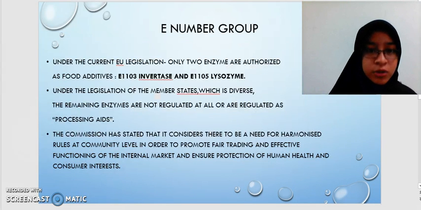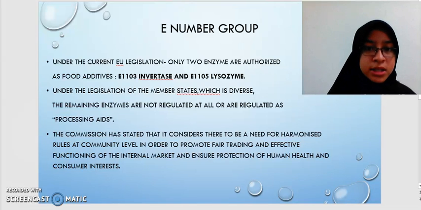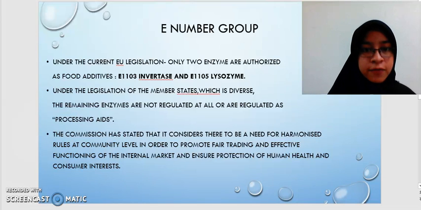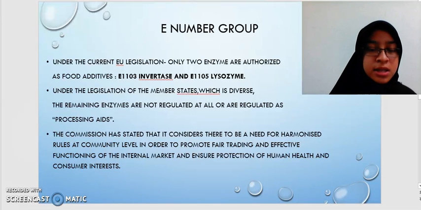Okay, for the E number group, under the current EU legislation, only two enzymes are authorized as food additives, which are E1103 for invertase and E1105 for lysozyme.